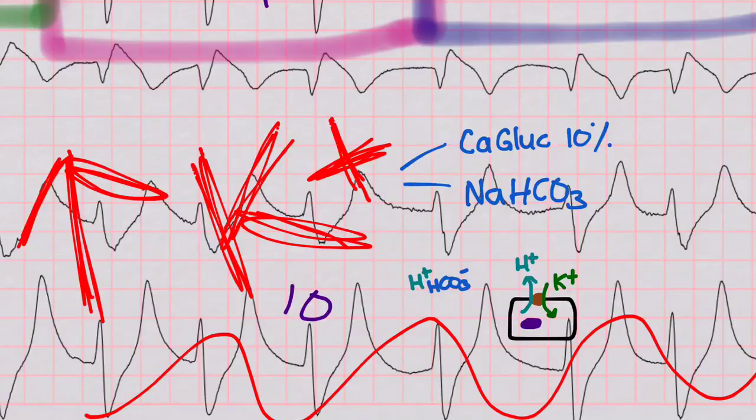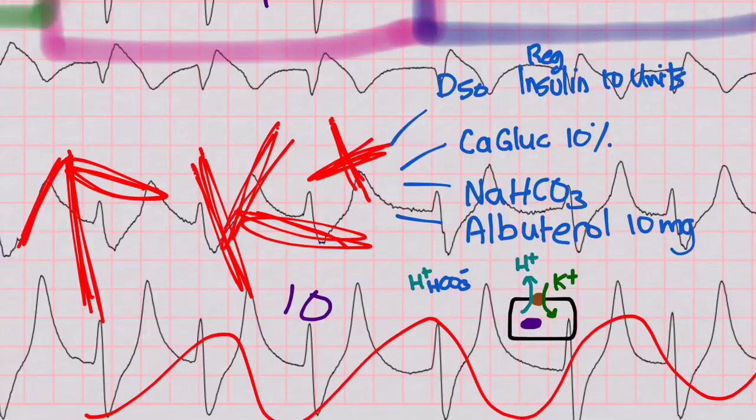What else can you do? Well, you can do all the other standard things that you've been taught, including giving a 10 milligram, that's an hour-long neb of albuterol. It works somewhat, but it's very temporary. You can give insulin and glucose, some D50 and some regular insulin, 10 units. Again, that pushes potassium in the cell. It's also temporary. You're not getting rid of the potassium, you're just pushing it in the cell temporarily.